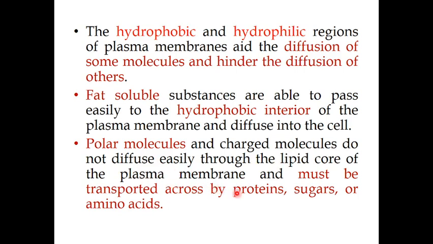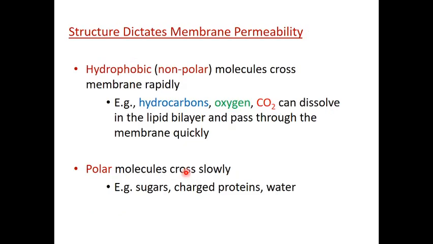They must be transported across the proteins, or sugars or amino acids. And just like we know, our cell membrane is composed of majorly proteins, and there are some carbohydrates, and the building block of proteins is amino acids. So this is how polar molecules cannot go easily into the cell membrane because it is a lipid bilayer. And that is how ultimately you can come to a conclusion, cell membrane structure itself dictates the membrane permeability. In that, as I mentioned, hydrophobic, you can call that as non-polar regions.